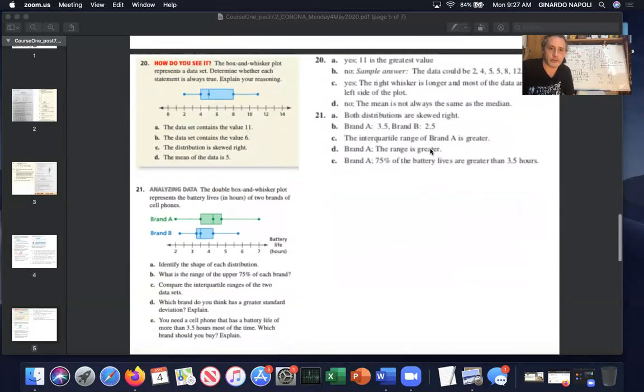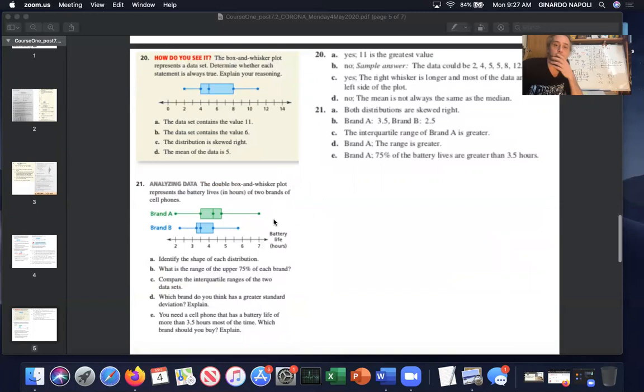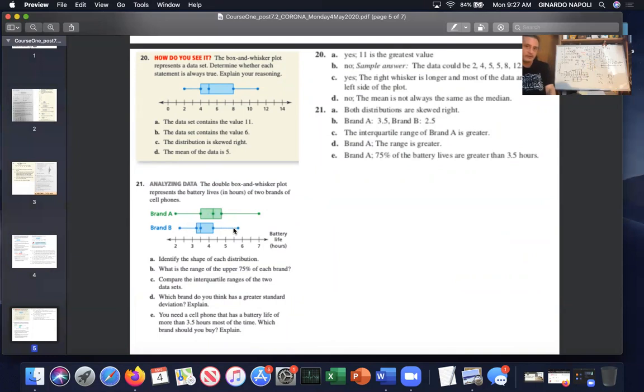All right, and here 21, again, the same kind of problem. And so again, how you want to describe the shape, maybe you said it looks like the left box is bigger, the whiskers are roughly the same, although the right whisker is a little bigger. And then here for brand B, the right box is a little bigger, the whiskers are roughly the same, and it looks like the right whisker is a little bigger. So that's what you could say, again, if you want to see what the book said.